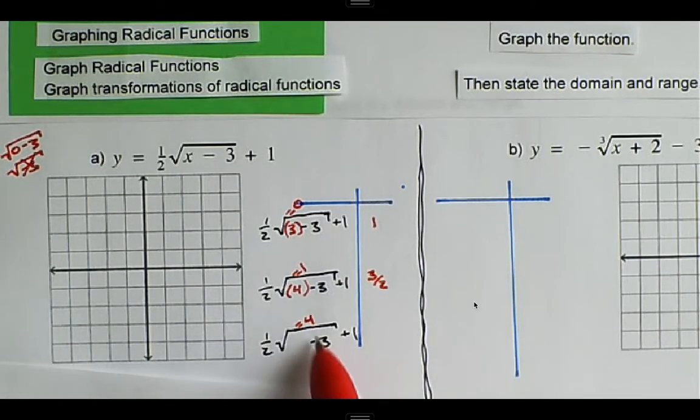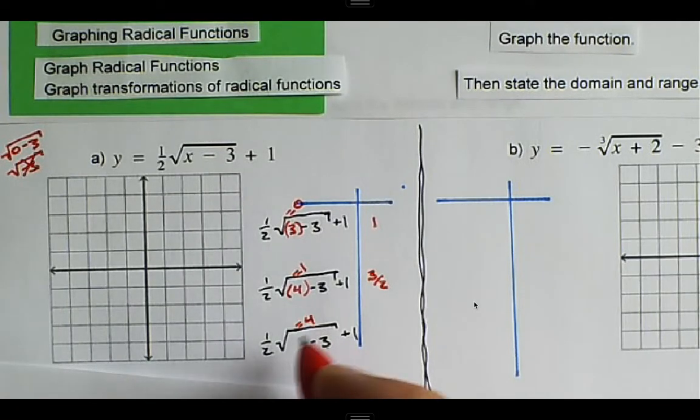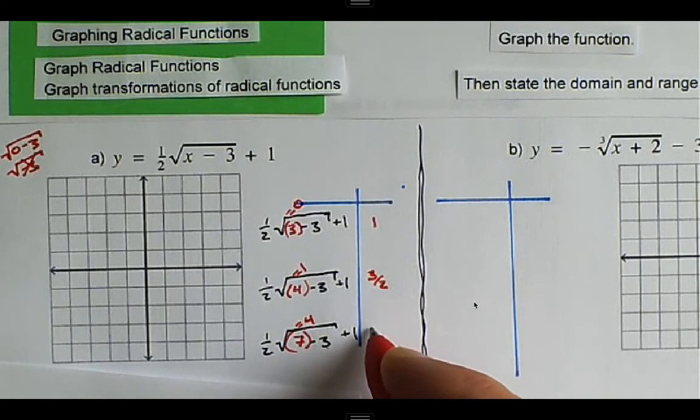Now we want it to be 4. We need it to be 4 bigger than negative 3. So in this case, we need it to be 7. We're going to substitute 7 in. 7 minus 3 is 4. The square root of 4 is 2. Times 1/2 is 1. Plus 1 is 2.